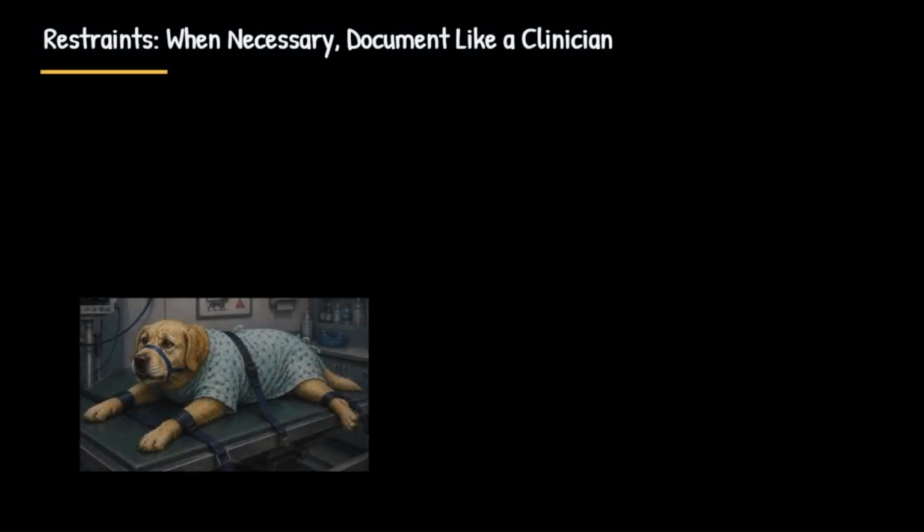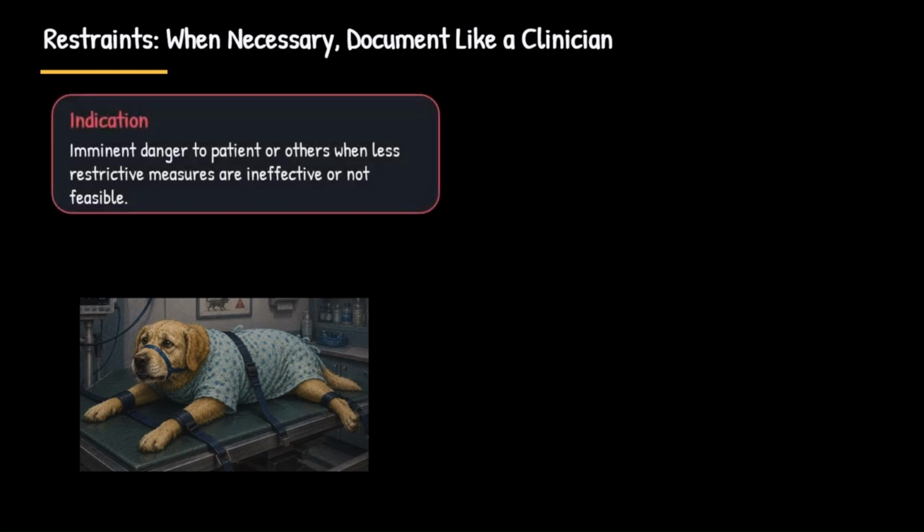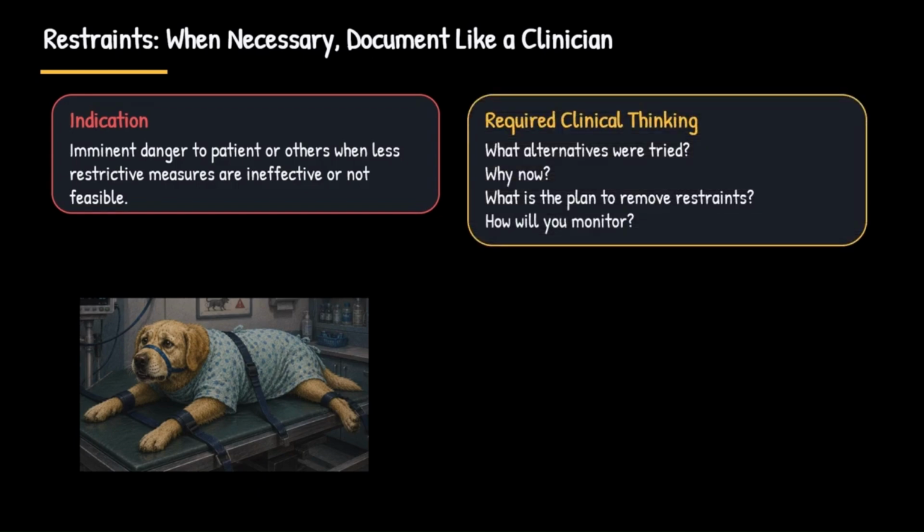Sometimes even IM meds don't work. And when this happens, we start thinking about restraints. Now, restraints are a medical legal risk, so you should only put a patient in restraints when absolutely necessary. The indication for restraints is when they are in imminent danger to themselves or someone else when less restrictive measures are ineffective or not feasible. So when you're thinking about putting someone in restraints, you want to think about what alternatives were already tried, why now, and what is the plan to remove restraints.